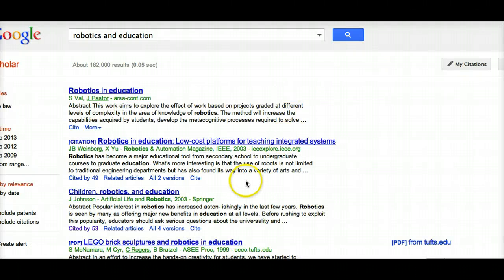Another great thing about this source is this lovely little button called Cited By. So let's say I look at this article right here, Children in Robotics and Education, and I think, wow, this is a great source. It's exactly what I'm looking for. I'd like to find other sources like it. I can look here at related articles, but I can also click this button and get more recent articles that were written by people who cited this, who used the same information and added on their own research to it.